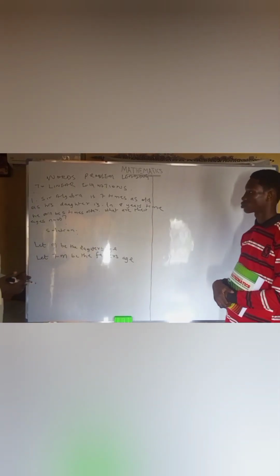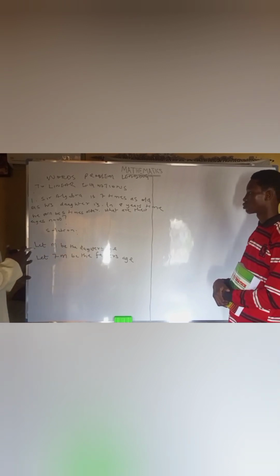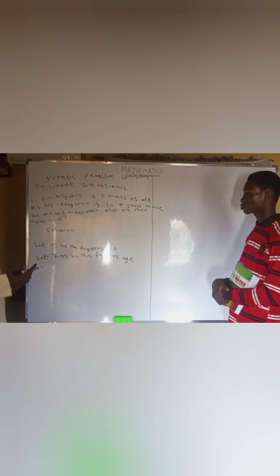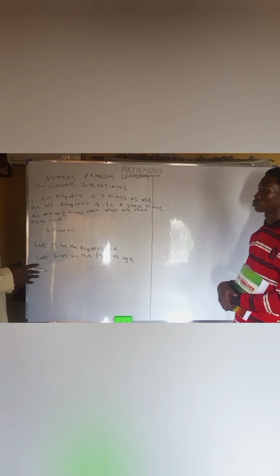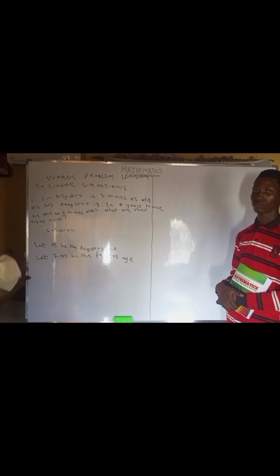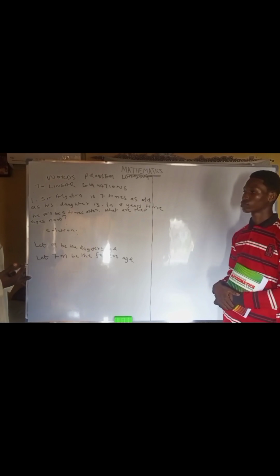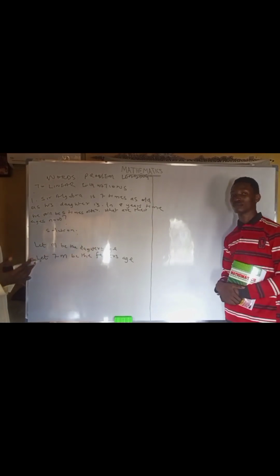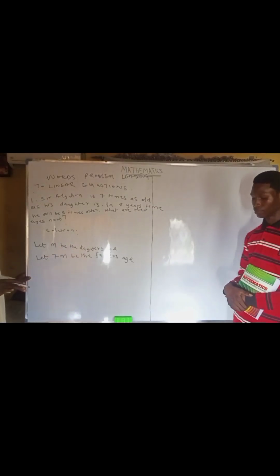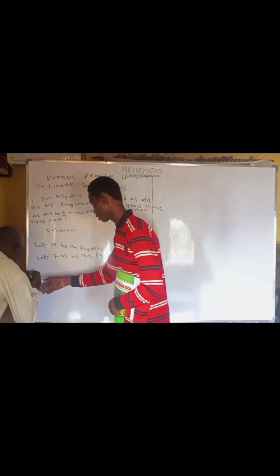Now let's proceed to the second statement. In 8 years time, the father will be 5 times the daughter's age. So in 8 years time, it means that you add 8 years to the father, and you also add 8 years to the daughter's age. And let's see what's going to happen.